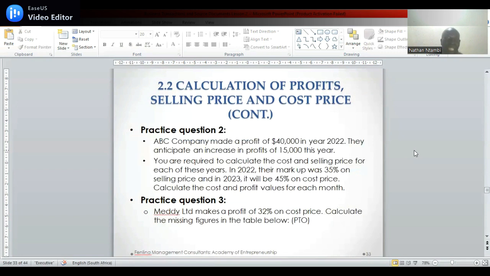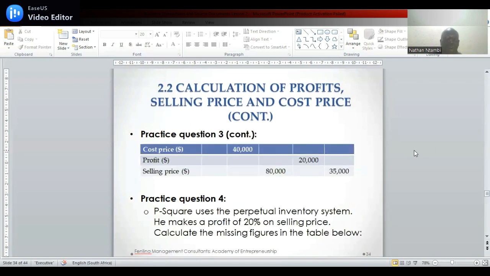Practice question number 3. Medi Limited makes a profit of 32% on cost price. Calculate the missing figures in the table below. There is a table which shows the cost price, 40,000, and then another one, a profit of 20,000, meaning that you have to calculate the cost price and the selling price. Then the one which is 80,000 selling price, meaning that you have to calculate the profit and the cost price.